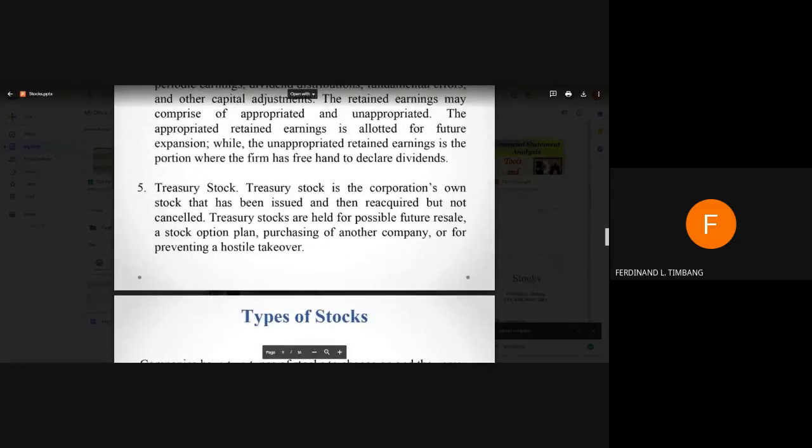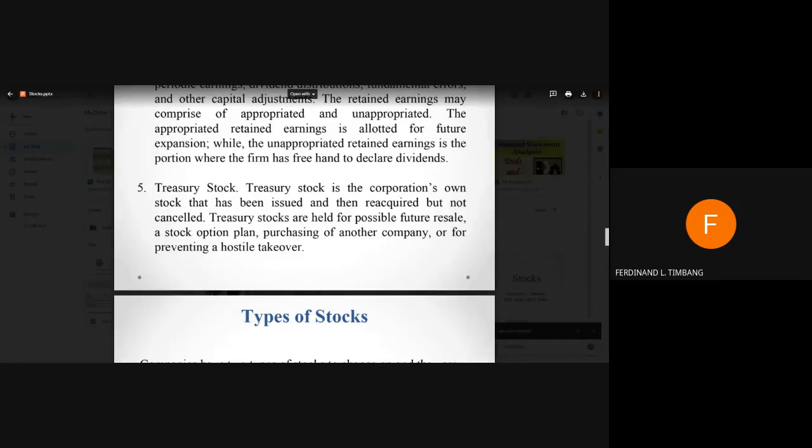Tapos meron tayong treasury stock. The treasury stock is a corporation's own stock that has been issued and then reacquired but not canceled. So yung treasury stocks are held for possible future resale, a stock option plan, purchasing of another company, or for preventing a hostile takeover. Kasi pagka binili mo yung stock, nababawasan yung outstanding stock, papasok sa company yon, binabawasan niya yung outstanding stock.